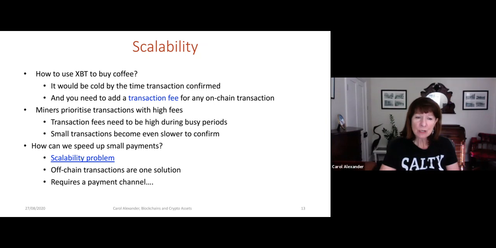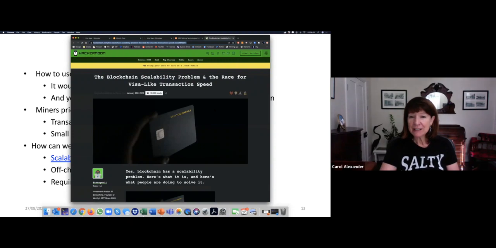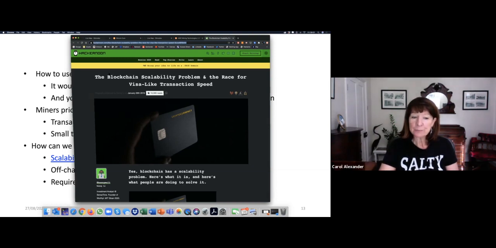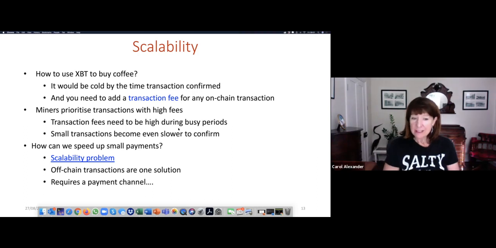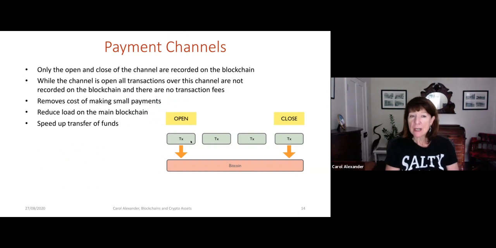If you want to know more, Hacker Noon has a nice article here about the race for Visa-like transaction speed, so that using Bitcoin, which you can actually have on cryptocurrency cards now, becomes a much faster process. So one solution is to set up a payment channel. The idea of a payment channel is that only the open and close of the channel is recorded on the blockchain, and all the interim transactions are not.